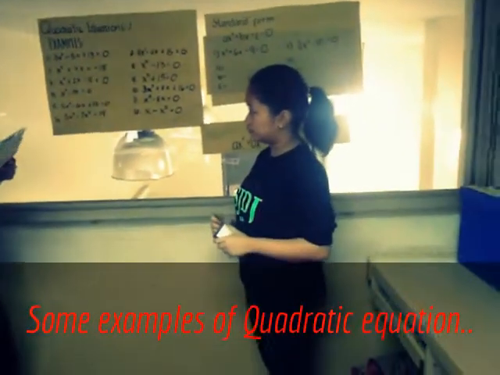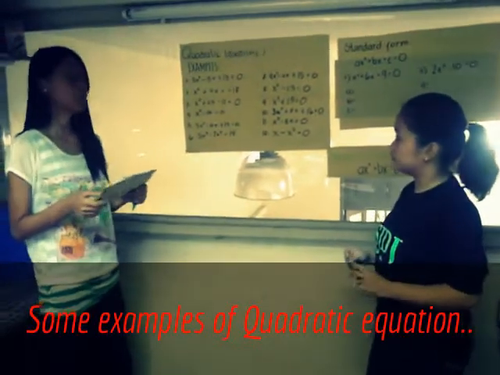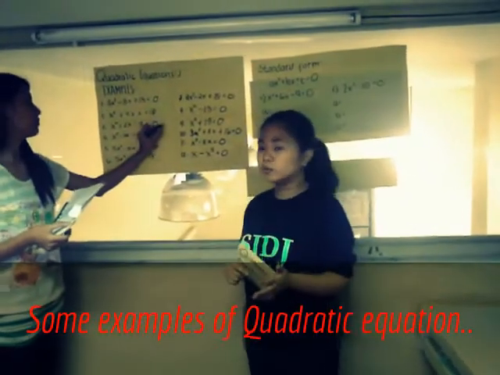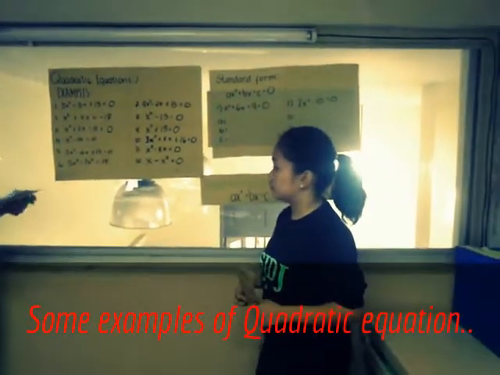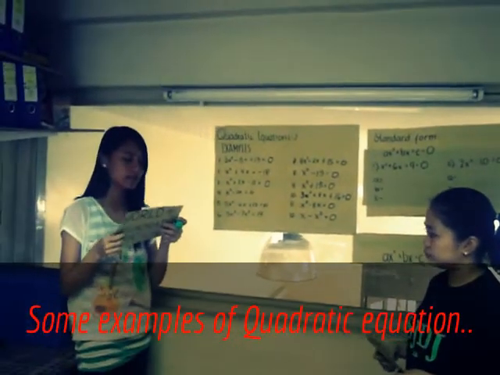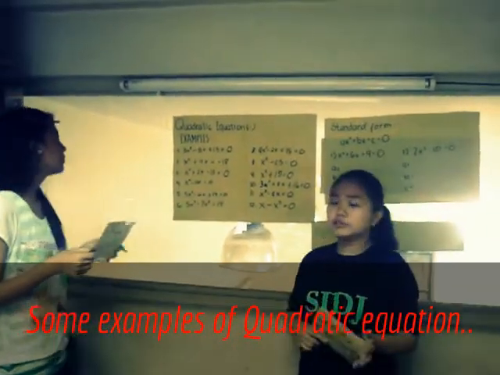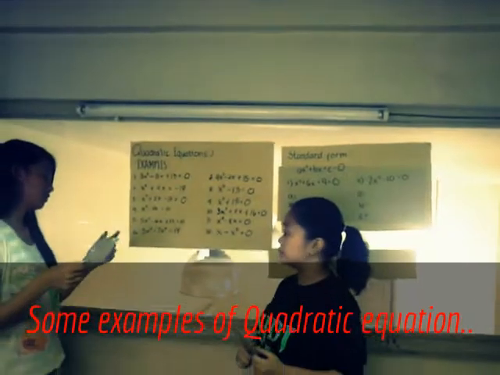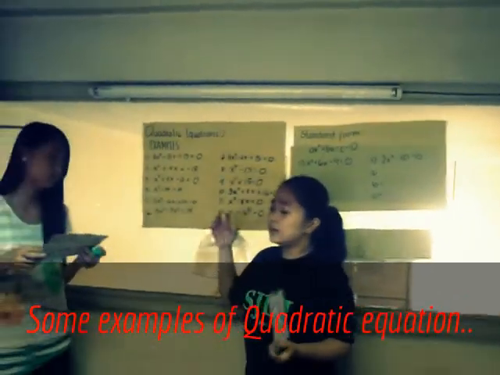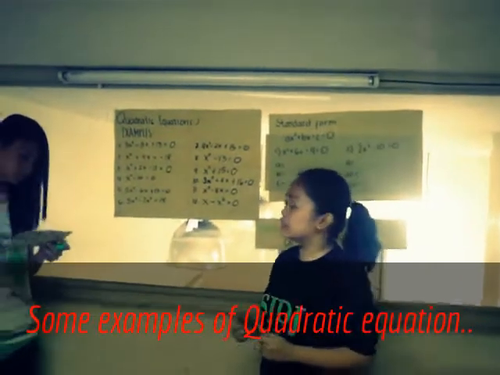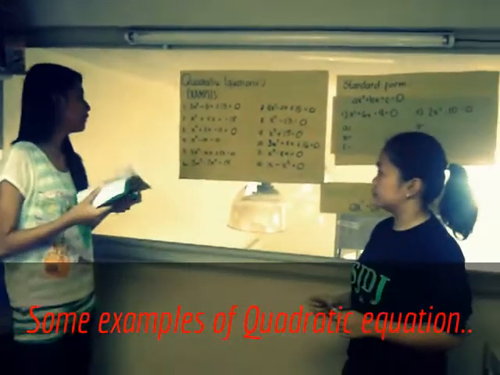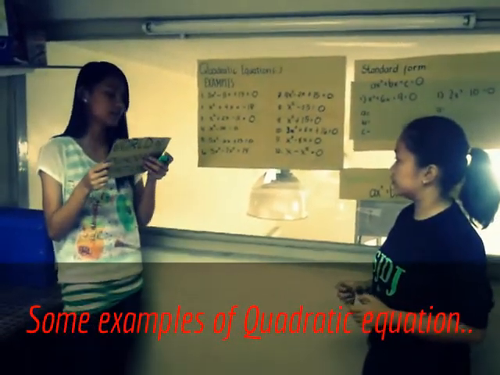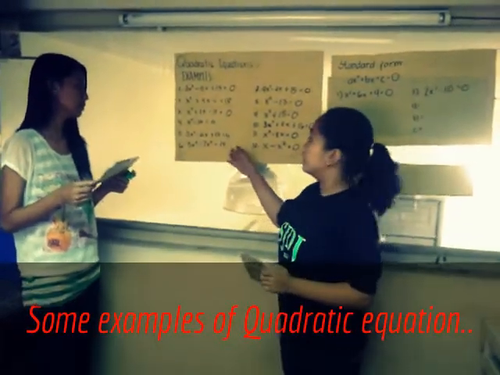Number 3. x cubed plus 2x minus 12 is equal to 0 is wrong. Again, according to the rule, the highest exponent must be x squared. Number 4. x squared minus 16 is equal to 0 is correct. It is correct even though it has no bx, because the main part of the quadratic equation is the x squared. Number 5. 5x squared minus 6x plus 13 is equal to 0 is correct. It is like the example number 1.